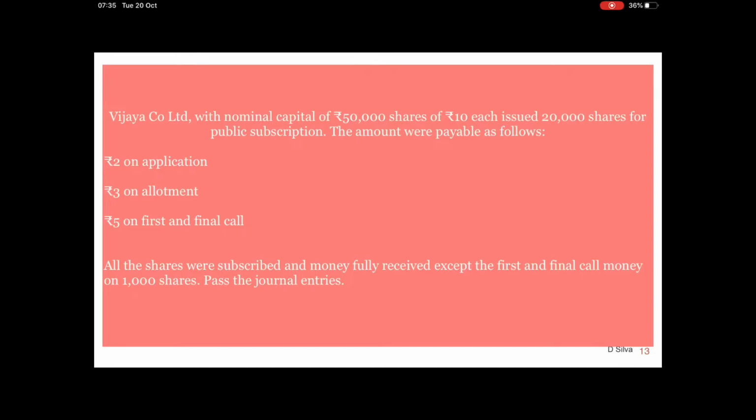Students, let's look into this problem under accounting for share capital. Vijaya Company Limited with nominal capital of rupees 50,000 shares of rupees 10 each issued 20,000 shares for public subscription. The amounts were payable as follows: rupees 2 on application, rupees 3 on allotment, rupees 5 on first and final call. All the shares were subscribed and the money fully received except the first and final call money on 1000 shares. Pass the journal entries.